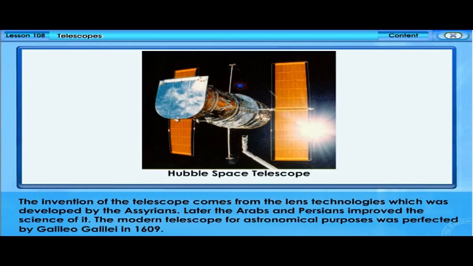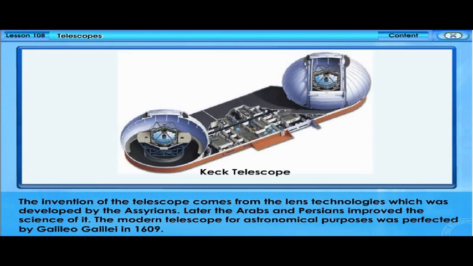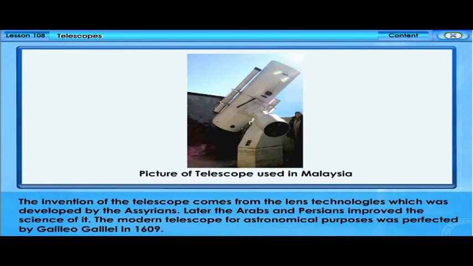The invention of the telescope comes from the lens technologies which were developed by the Assyrians. Later, the Arabs and Persians improved the science behind it. The modern telescope for astronomical purposes was perfected by Galileo Galilei in 1609. A telescope is quite expensive to buy, but it can be built easily. Monitoring the night skies for stars and planets, one day you might end up with one in your name.